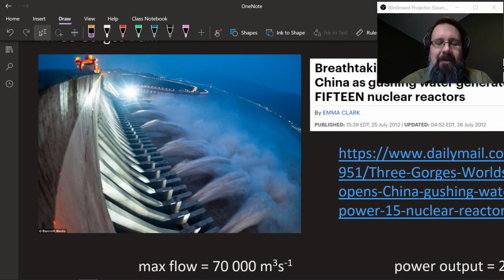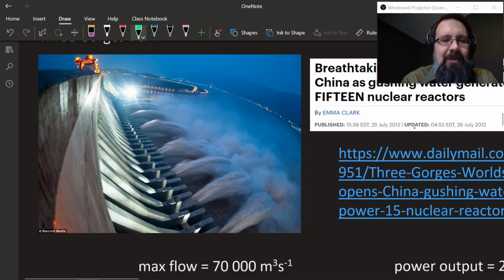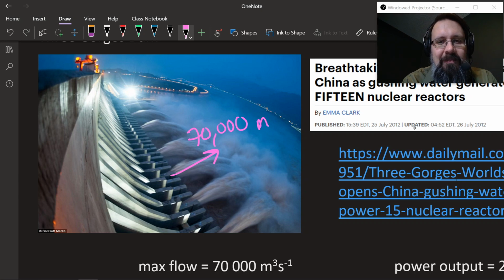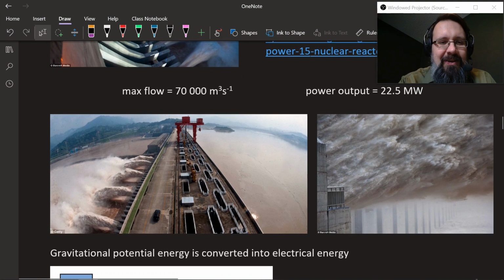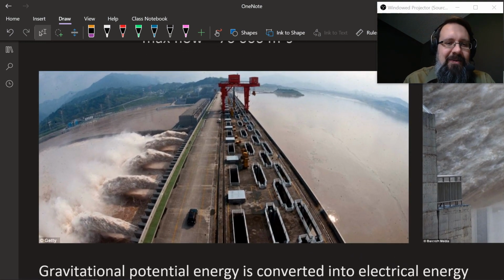The flow rate out of this thing, the water that's flying out of here right now, is 70,000 cubic meters per second. 70,000 cubic meters of water per second. That's just a ridiculous amount of water coming out of there. Now, this dam is extremely tall. This is really high. So at this perspective, it's kind of hard to get a sense of scale. Here's another picture during the day of those jets of water flying out of there.